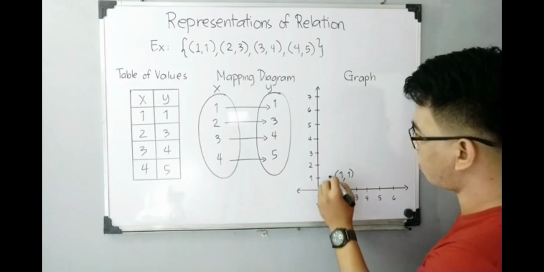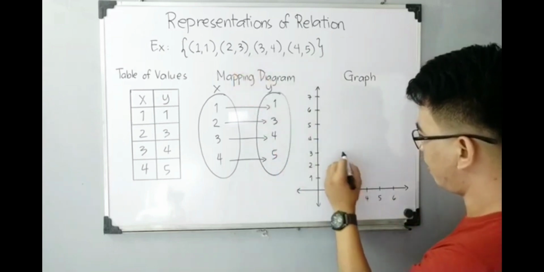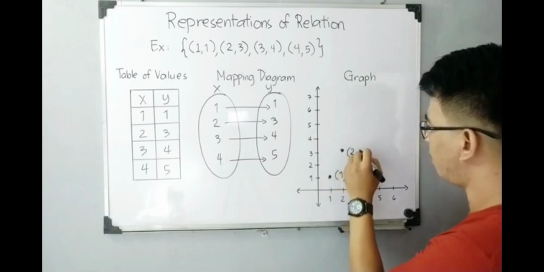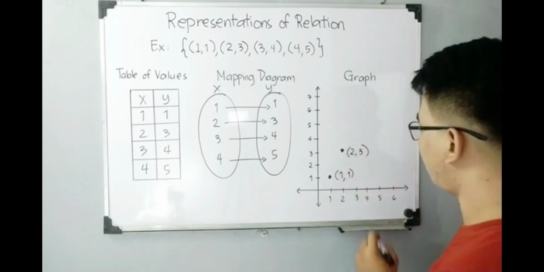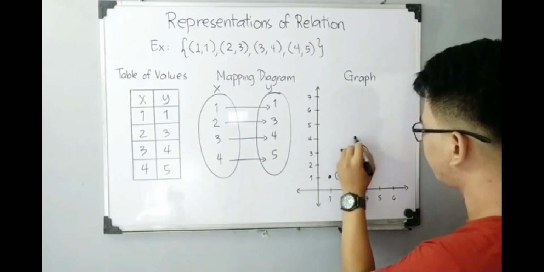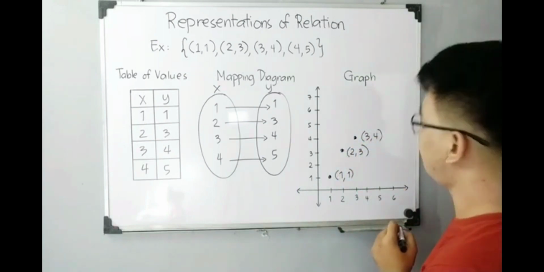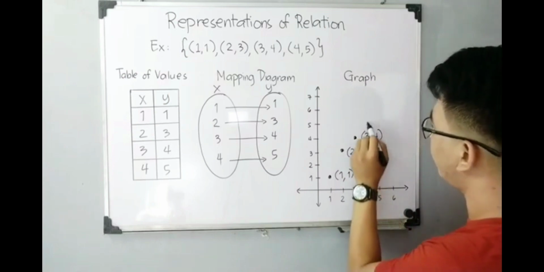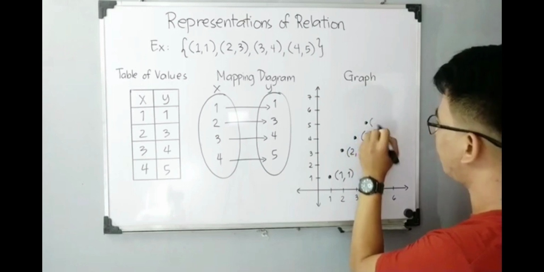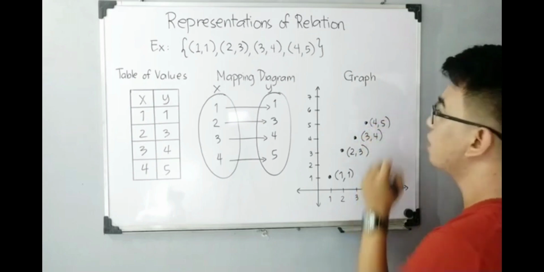And for the second coordinate, we have (2, 3). 1, 2, and then 3. Ito yung location ng second point natin. You have (2, 3). Next, you have (3, 4). Ito yung next location natin. And then the fourth one is (4, 5). This is 4 and 5. Ito ngayon yung placement ng ating fourth ordered pair.